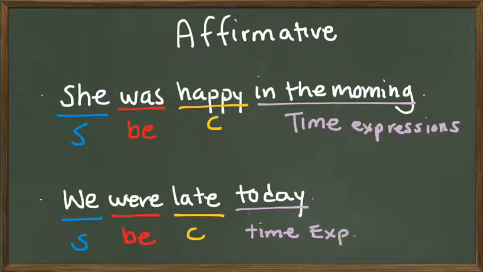Let's look at the affirmative form. We have she was happy in the morning. In the second one, we have we were late today. Alright, we have our elements here. We have the subject, which is she. We have the verb to be in past, in this case was, because we're talking about a girl.